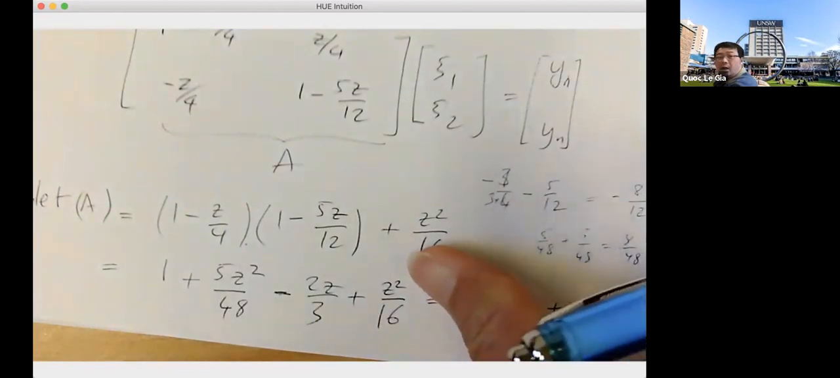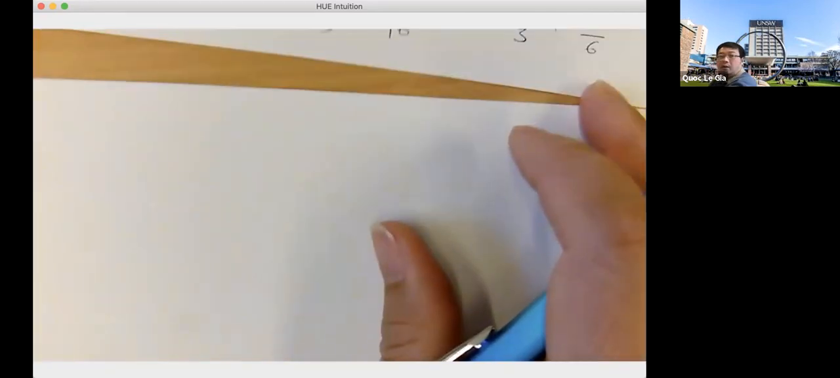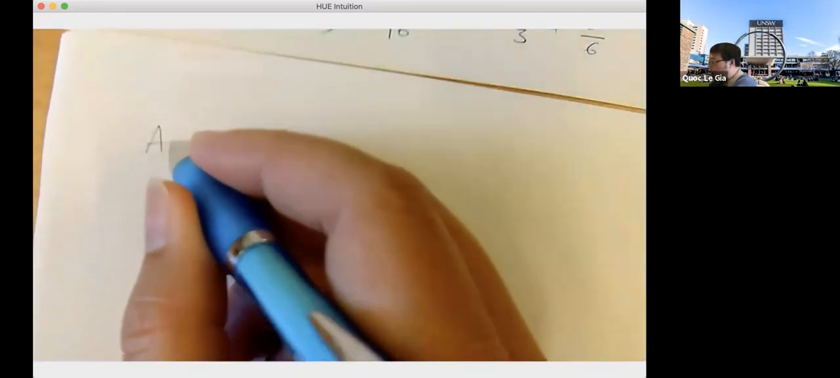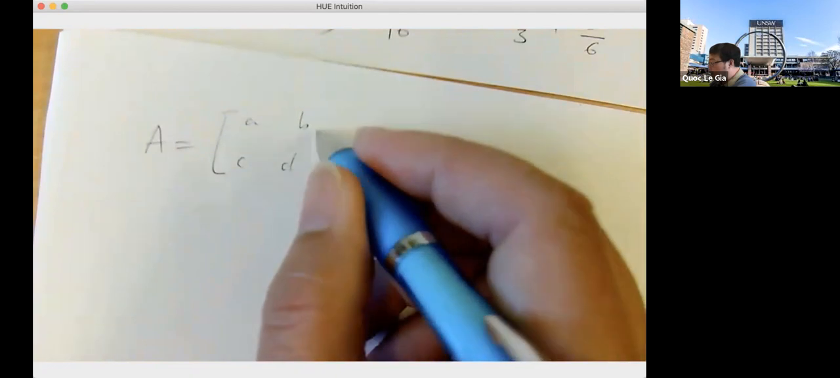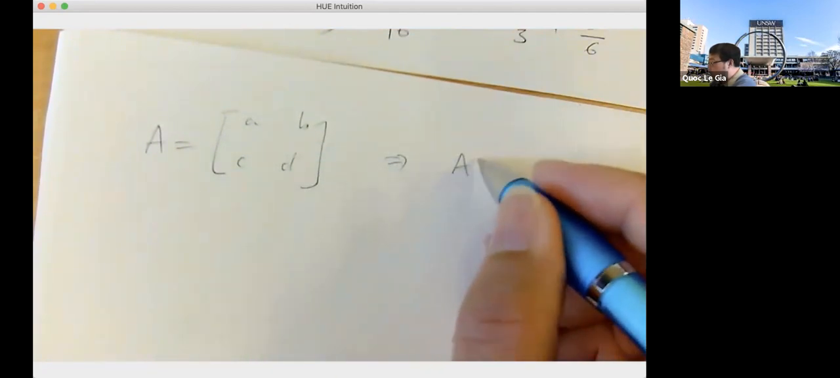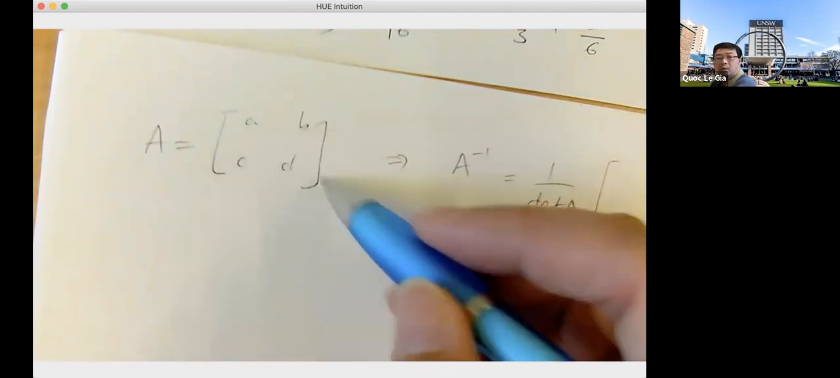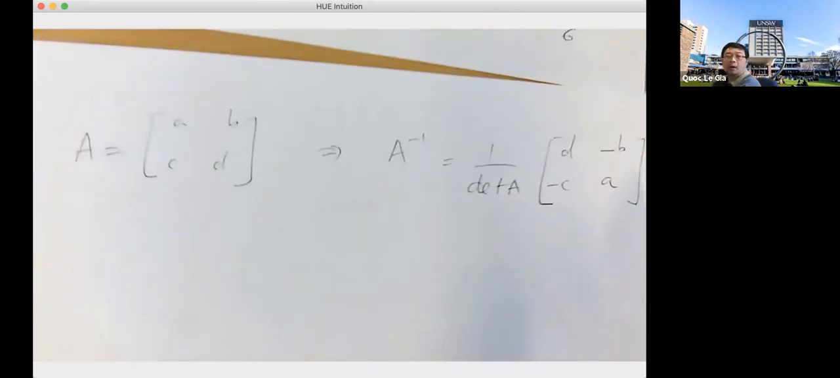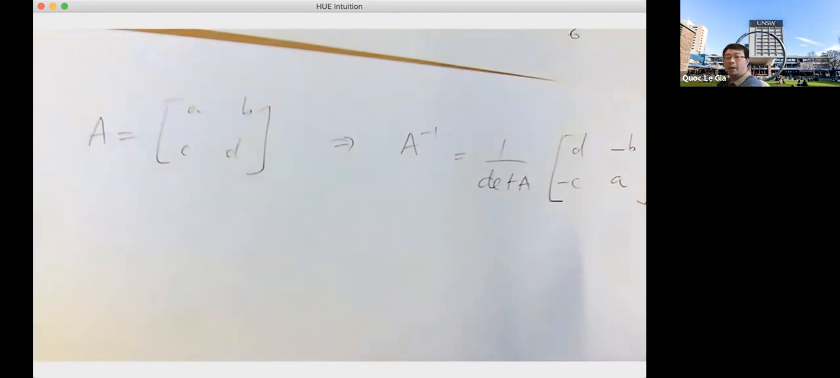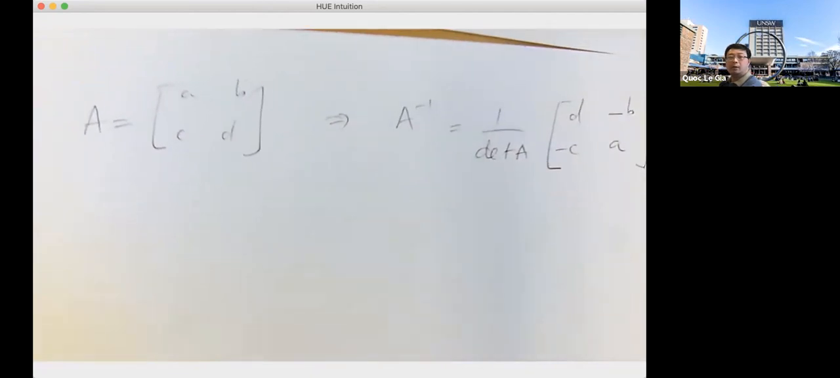Okay, so now what is the A inverse? So if you remember the formula, then suppose you have A is a, b, c, d, yeah? Then A inverse is 1 over determinant of A. And then you have to swap a and d. And then b and c become minus b, minus c. Okay, so this is a formula for 2 by 2 matrix, yeah, when you try to take the inverse.